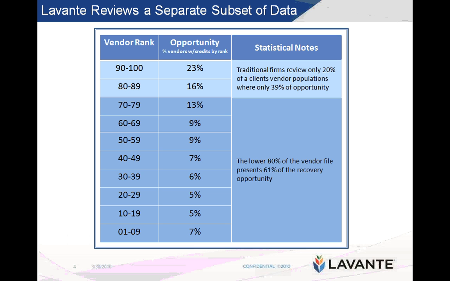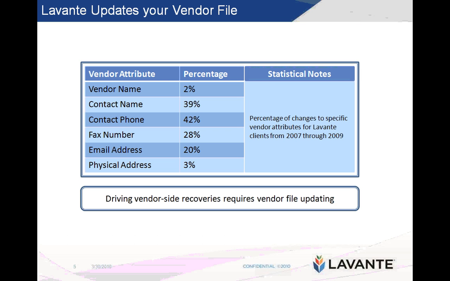What Lavante is able to do that other firms can't do is drive compliance in the lower ranks of the file. Here you can see our actual recovery percentages across all of our recoveries broken out per 10 percentile. You can even see in that lowest rank, where you're hardly spending any money, those very small vendors, the 1 through 9s, we're still driving a very healthy percentage of our overall recovery. And this has a lot to do with the things that we're able to do in the vendor file and our communication software that we've been growing organically for the past 9 years.